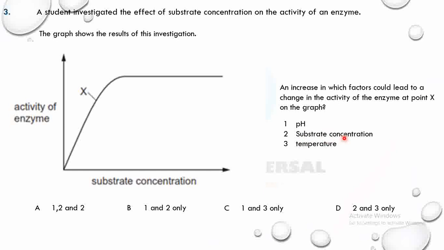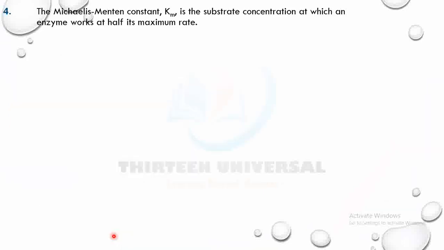Of course, increasing substrate concentration is going to cause an increase in the activity of the enzyme. Temperature can either increase or decrease it, depending. So these three can cause a change in the activity because they are all factors that affect enzyme activity. So the answer is A, all of them, 1, 2, and 3. Sorry, it's a typo, it's 3 here. Let's go to the next question.